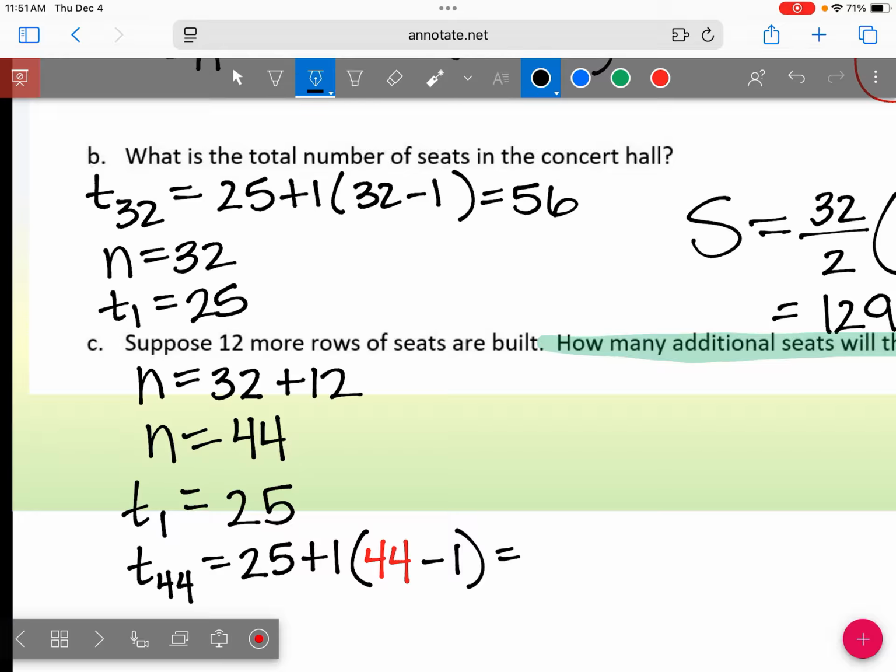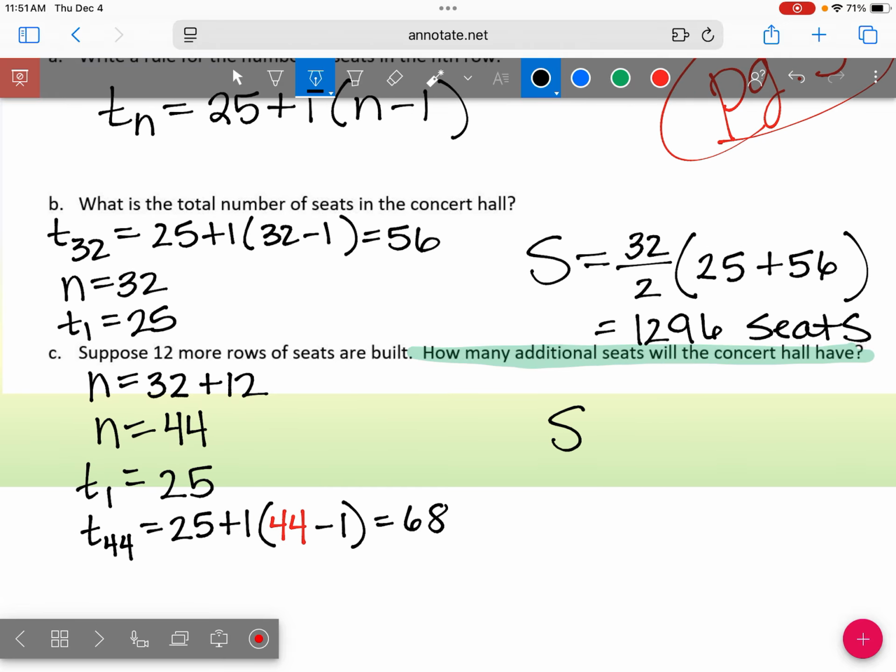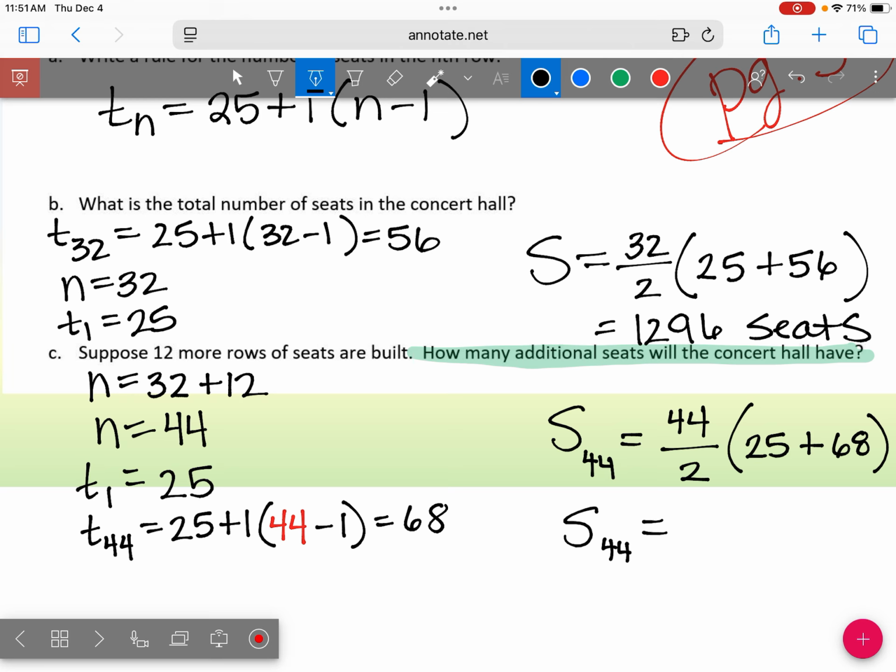So 25 plus 43 is what? 68. All right, who got 68? Okay, so now the sum formula, this is arithmetic because I'm adding, they're adding one seat. So we're using the arithmetic sum formula. So the sum of these 44 rows will be 44 over 2. Multiply that by how many seats are in row 1 plus how many seats are in row 44. So go ahead and figure out what your new total is.